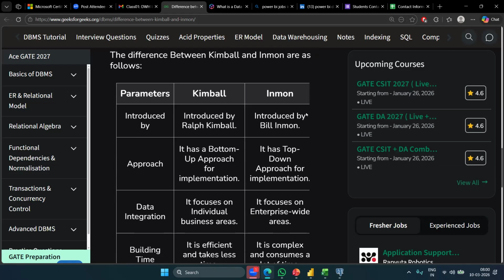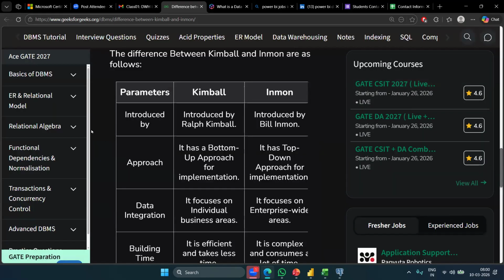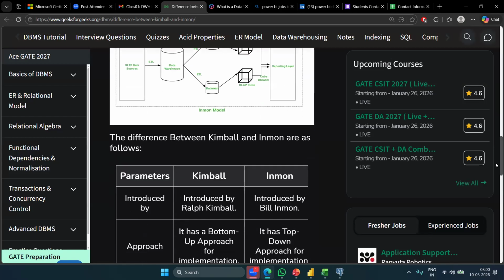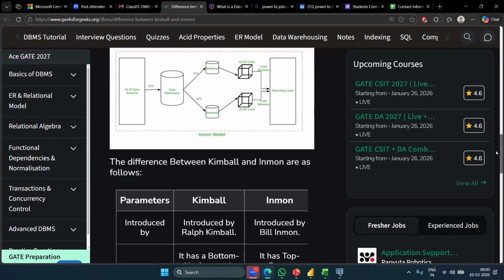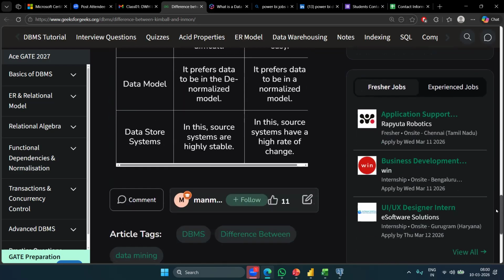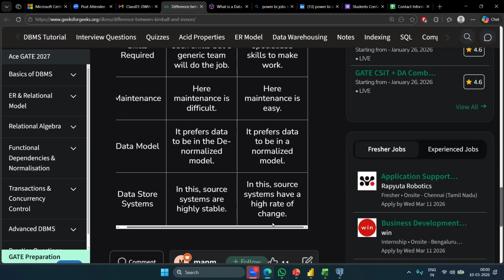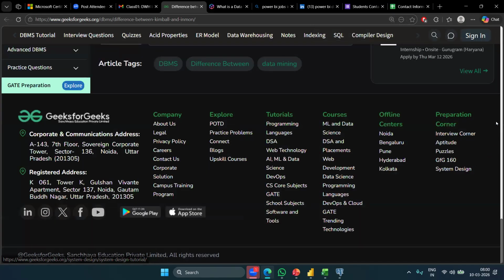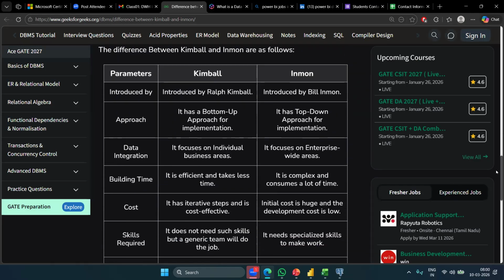Okay, now let us see a comparison. What is this on the left side? Sometimes these ads cover everything. Just one second. Yeah, now it is good.